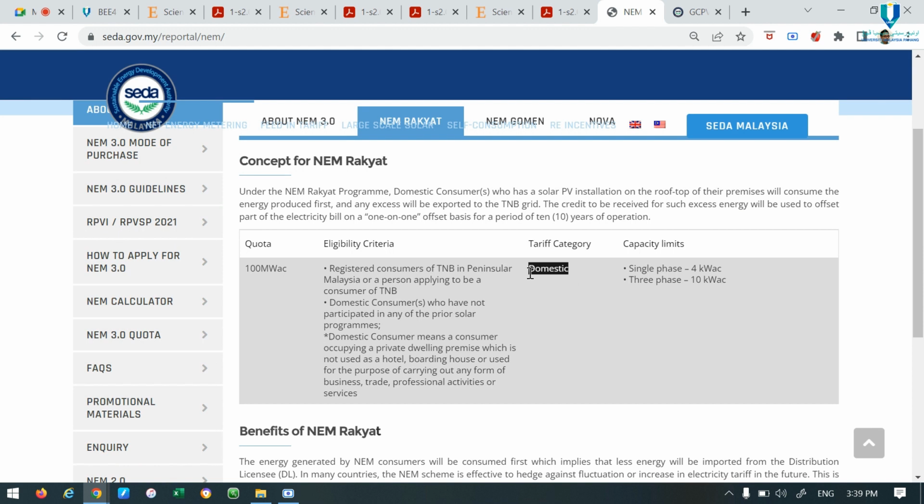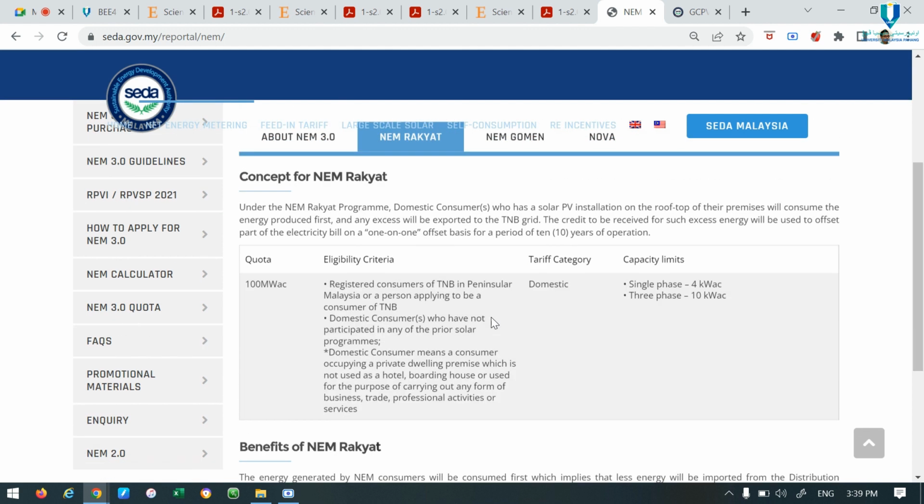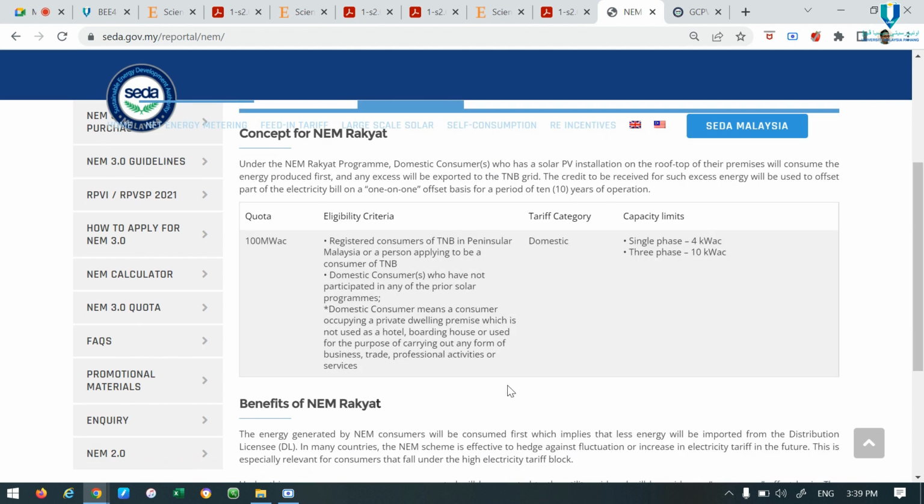Registered consumers of TNB, independent meter, or a person planning to be a consumer of TNB who has not participated in any solar operation. Domestic consumer means a consumer occupying a private dwelling premise which is not used as a hotel. These are domestic residents. Okay, residents, like us.